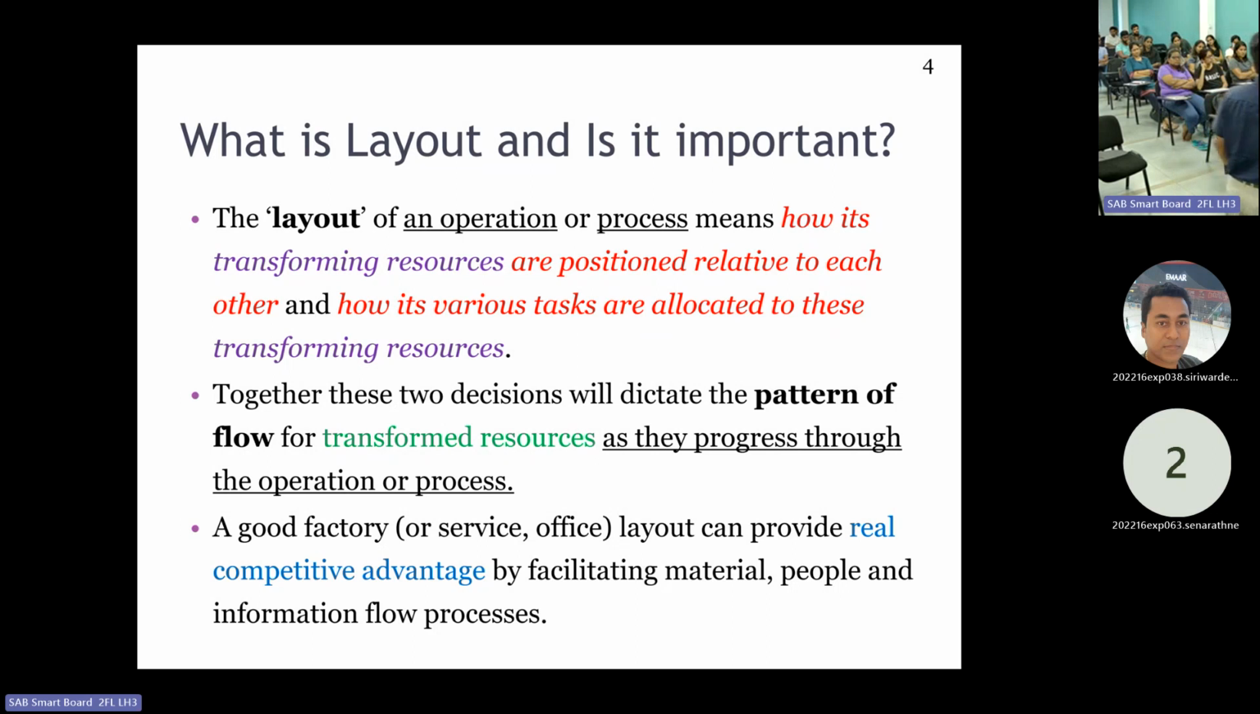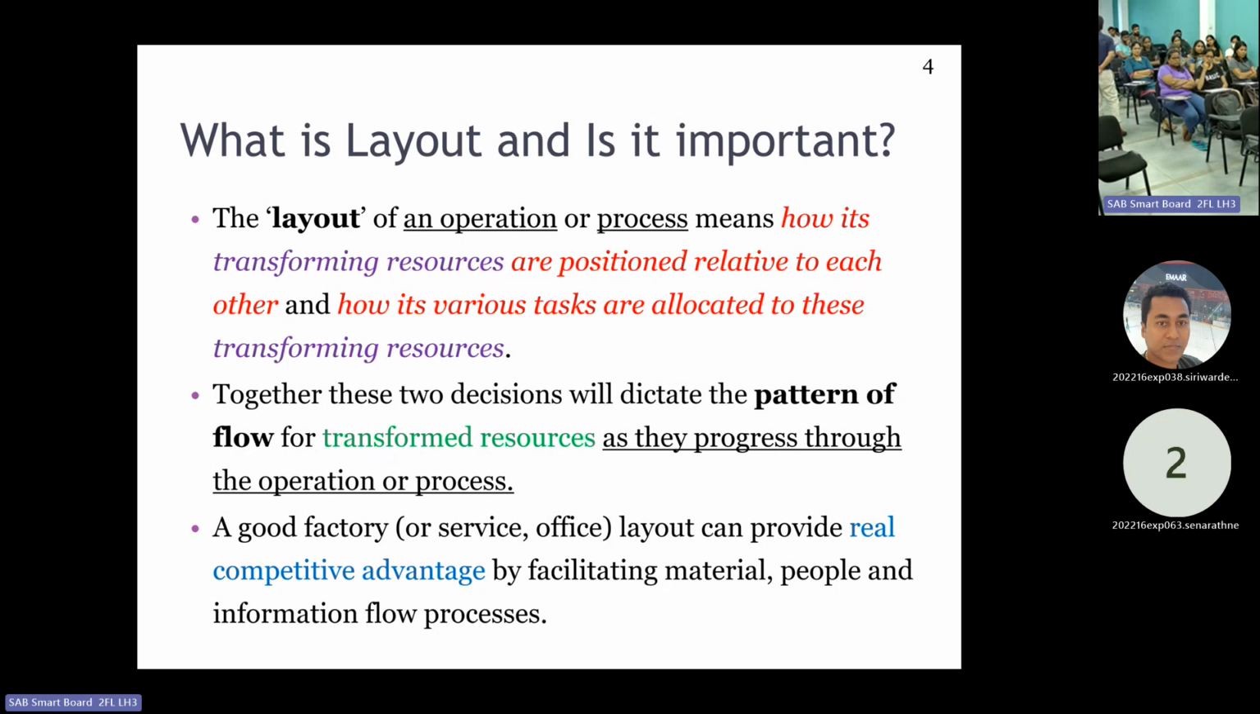In more technical terms, it's all about locating transforming resources. How the transforming resources are positioned. And then how various processing tasks are allocated to these transforming resources within a building. You know, operations inputs are of two types.